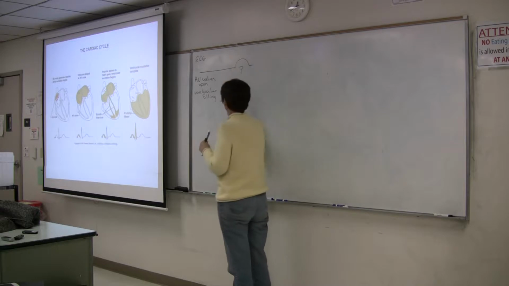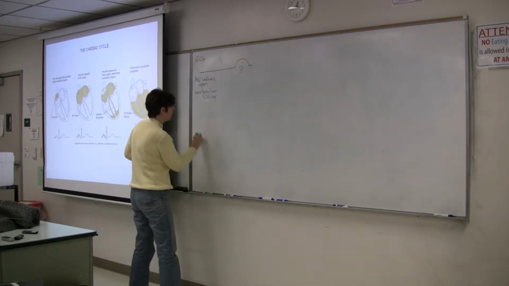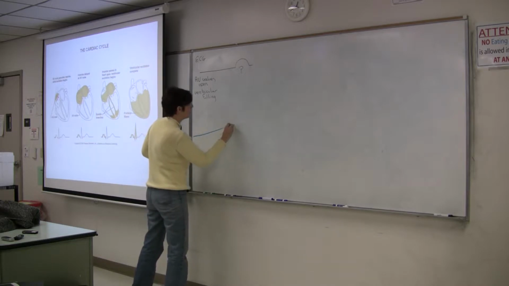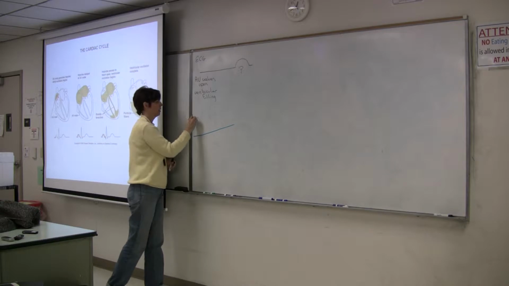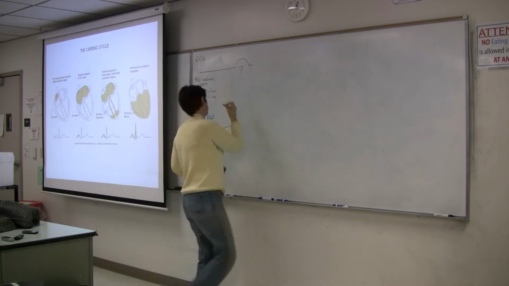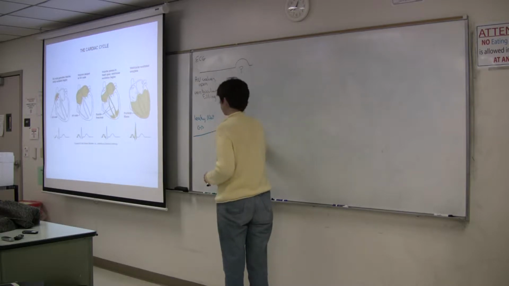Both sodium and potassium leaky channels will be open, but the autorhythmic cells are more permeable to sodium or potassium? Sodium, okay? So during this time, we're seeing leaky sodium channels forming a graded potential that reaches threshold and creates an action potential.